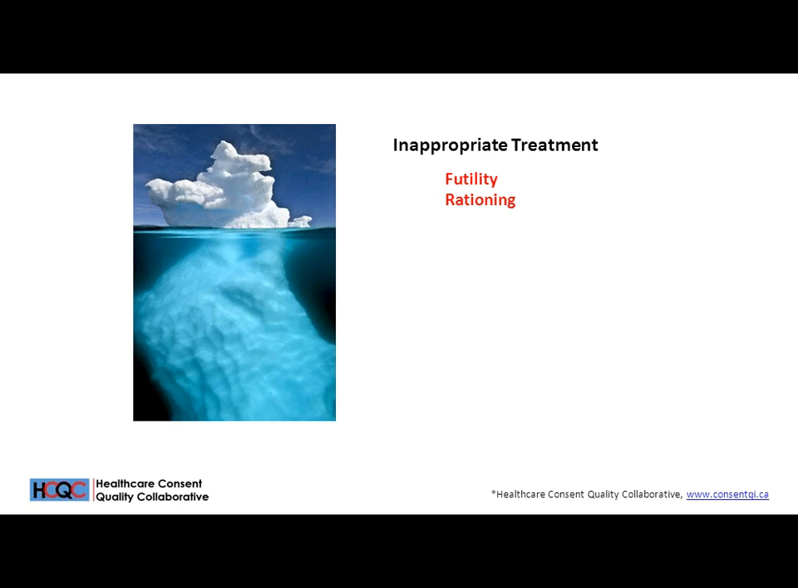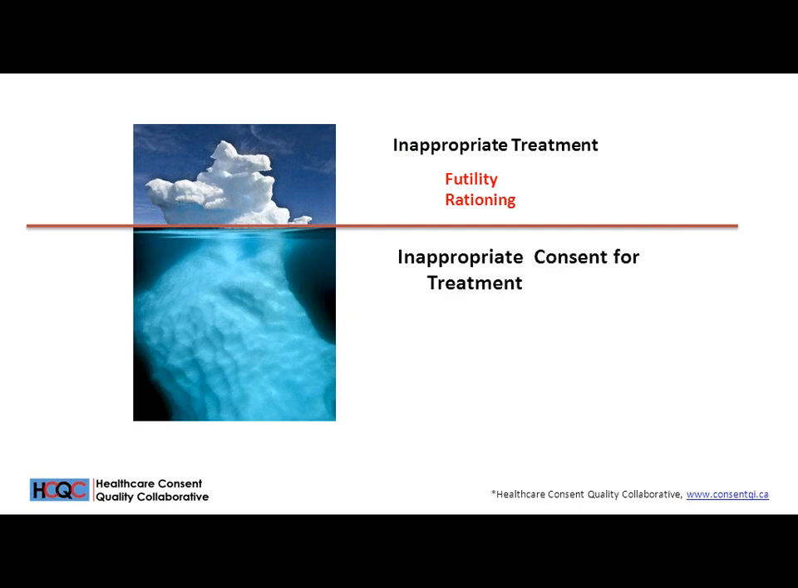when we look for means of improving the system, reducing costs and improving quality in the system, we often point to inappropriate treatment, and futility and rationing are the two big, what I actually think are red herrings to an extent. But this is, if you think about it, really the tip of the iceberg. These cases actually comprise much less of the problem than we think. Below the iceberg, I think, is the inappropriate consent for treatment that occurs much more frequently. This is our looking at quality improvement processes.